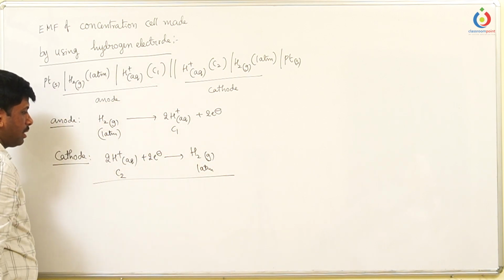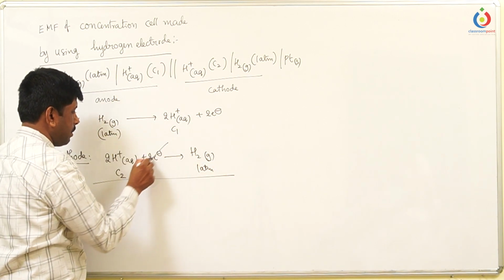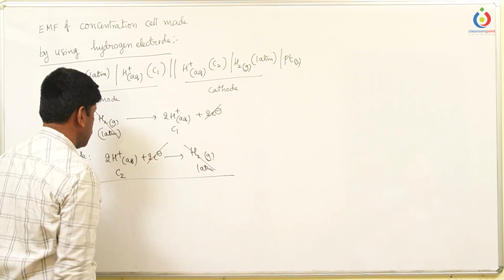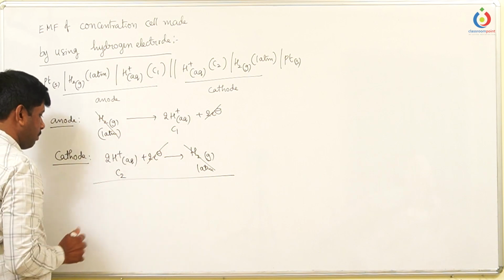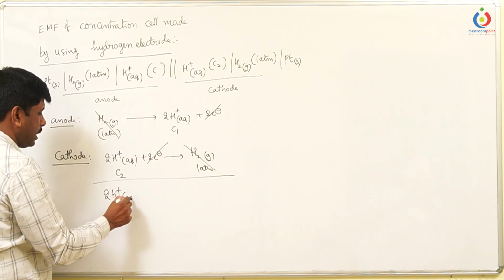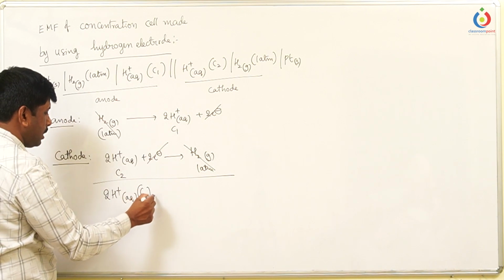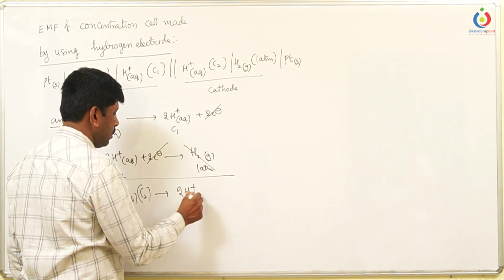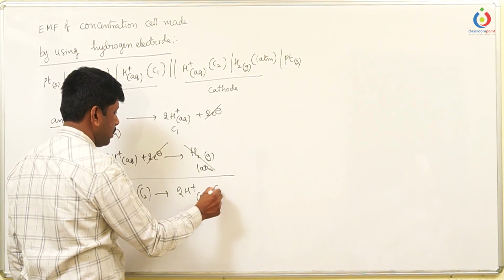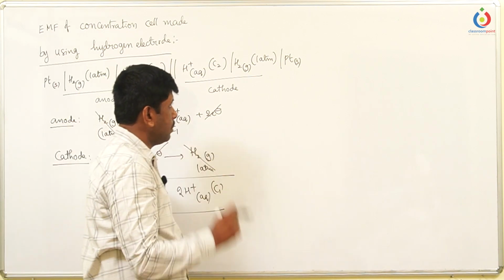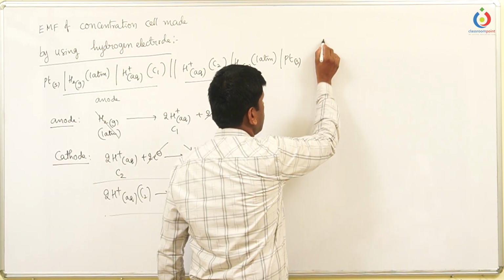Now the overall reaction. In the overall reaction the common species, 2 electrons and hydrogen gas, cancel out. Finally only the electrolyte is present. So 2 H plus ions in aqueous state with C2 concentration finally change to 2 H plus ions in aqueous state with C1 concentration. Now let us apply the Nernst equation for this.